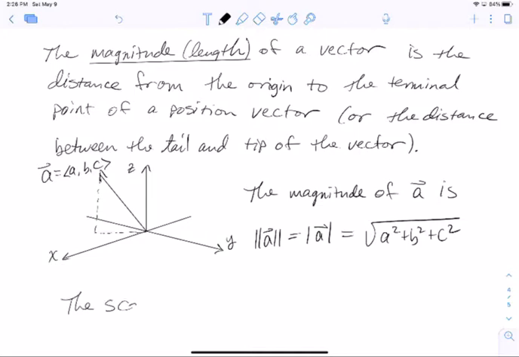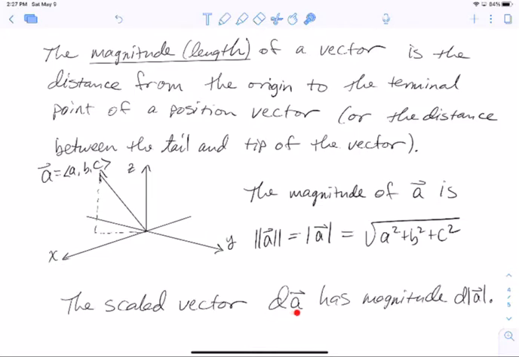The scaled vector that I'll call dA has magnitude d times the magnitude of A. I'm using d only because I've already used up A, B, and C. The idea here is we talked about how scalar multiplication changes the length of a vector, and this is enacted when we compute the magnitude of a vector. I leave it to you to do a little bit of arithmetic to see why that would be true.